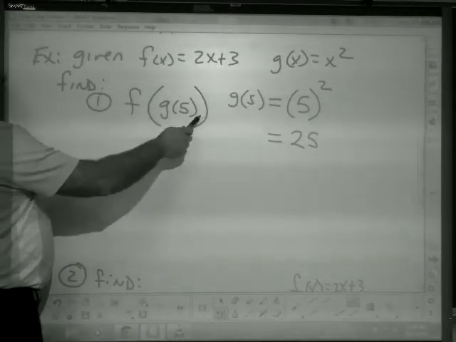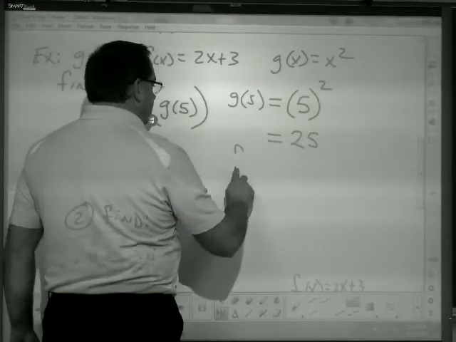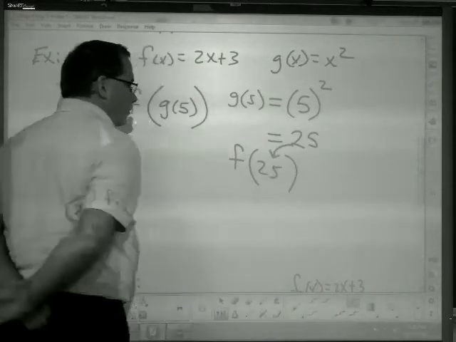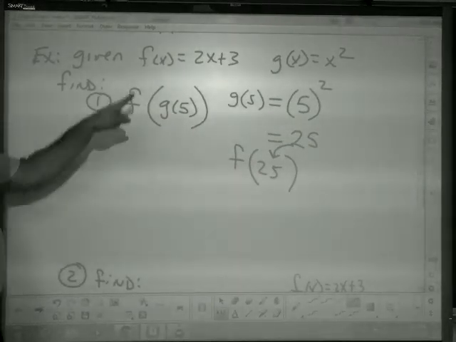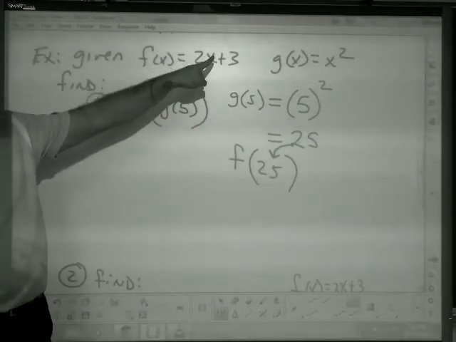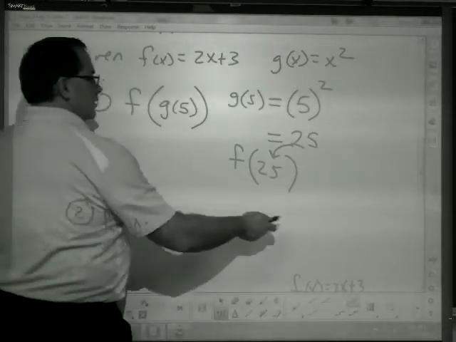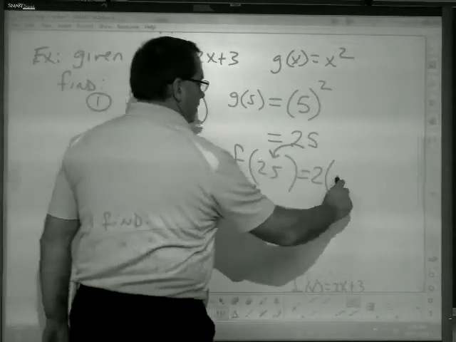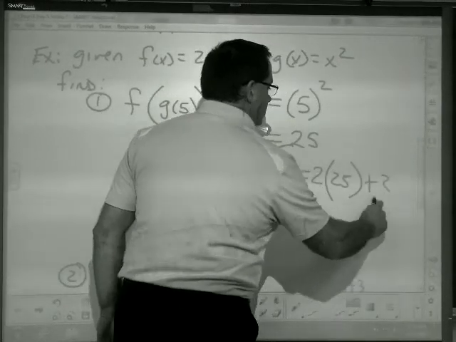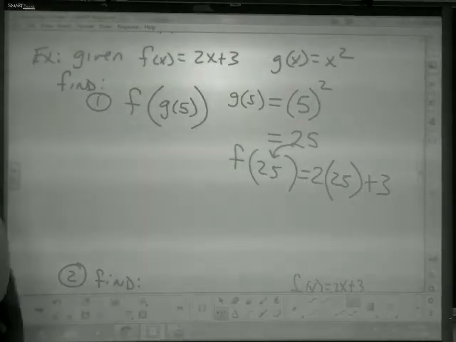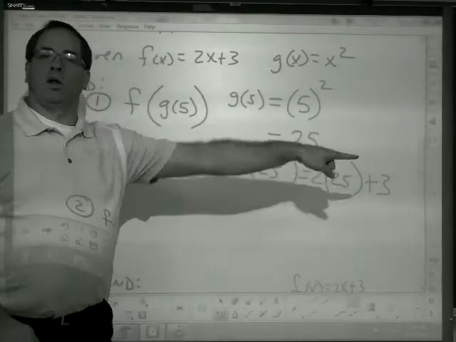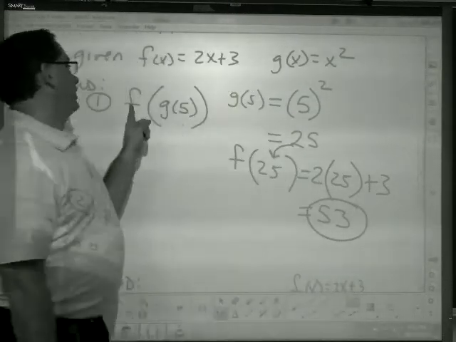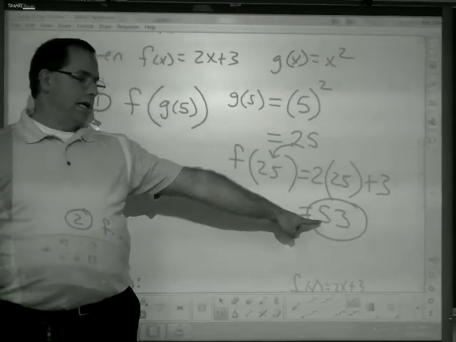Now I have to do the f of whatever that answer is. So now I need the f of 25. That answer goes in there. Well, the f function says take 2 times it plus 3. So the f of 25 would be 2 times, I got to put x there, plus 3. 2 times 25 is 50, plus 3 is 53. So the f of the g of 5 has an answer of 53.